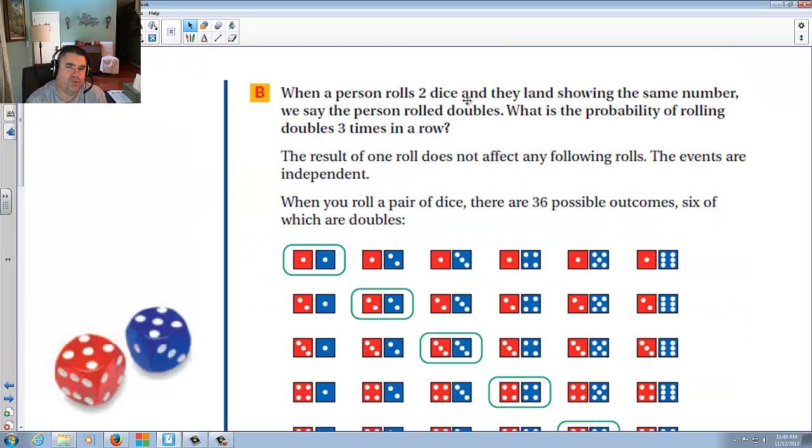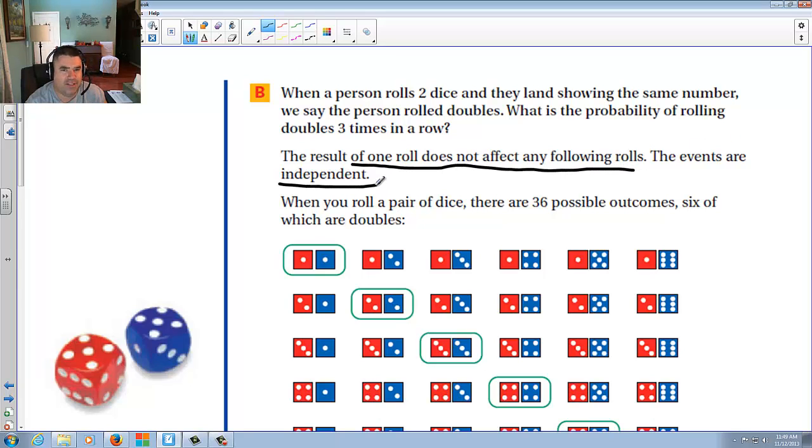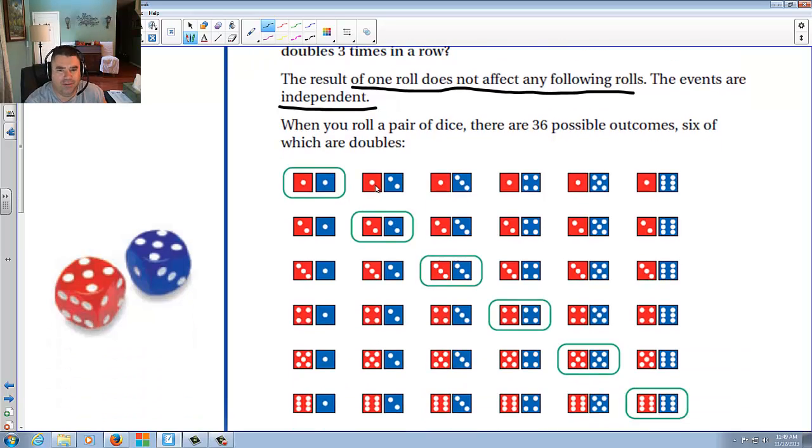When a person rolls 2 dice and they land showing the same number, we say the person rolls doubles. What's the probability of rolling 3 doubles in a row? And again, if you've ever played Monopoly, you know that if you throw 3 doubles in a row, you go directly to jail. So basically, the result of one roll does not affect any rolls. The events are independent.